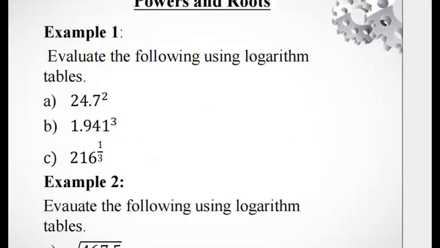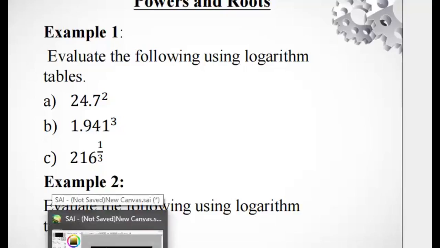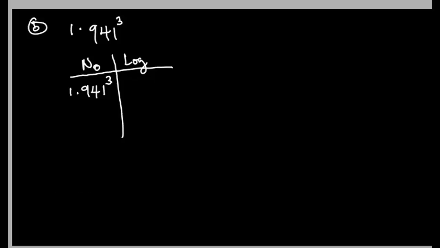So we have the next question here. Evaluate using logarithm 1.91 to the power of 3. So how do we solve it? It's just the same process also. We have the setup. Now the whole number here is only 1. That is, there is only 1 digit here. So I will do minus 1. So 1 digit minus 1 should give us 0 and then point.